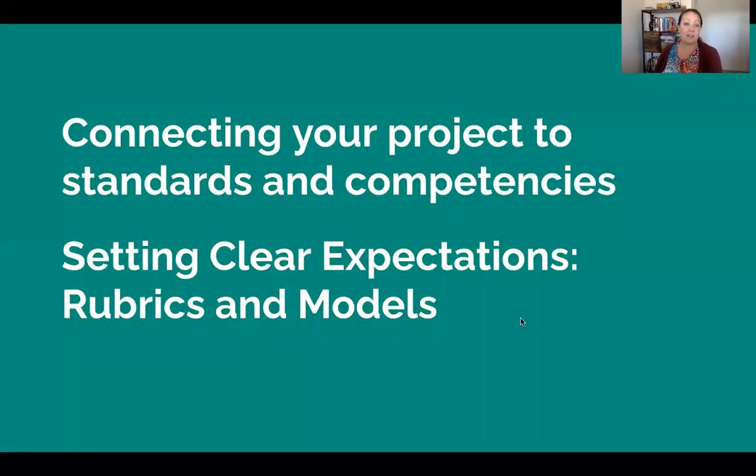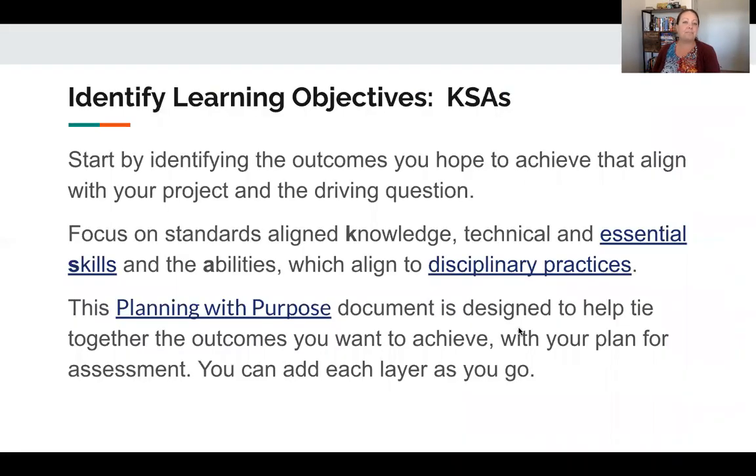So the first thing we're going to talk about is connecting your project to standards and competencies, which means you're really setting those clear expectations. You're going to provide rubrics, you're going to provide models so that there's no mystery as to what a student should be doing. If I'm a student in your class, it should be clear what you are expecting of me. So the first thing you want to do is think about, what are the learning objectives I want from my students? What are the knowledge, the skills, and abilities that we might see?